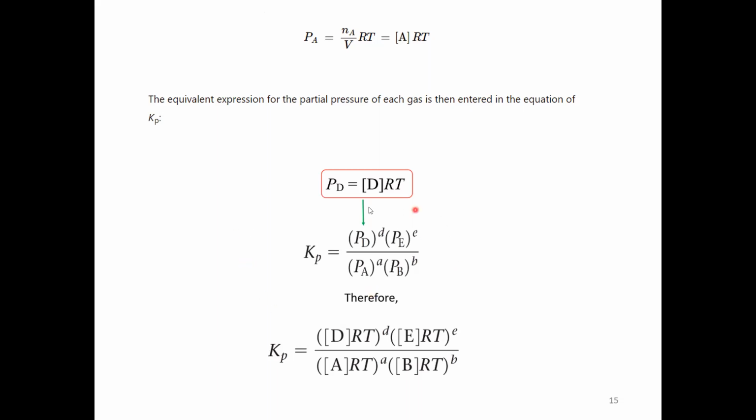So now if we look at our equilibrium expression in terms of the pressure, we can take the partial pressure, and we're just looking at D here, but we can do the same thing for E, A, and B, any of these substances. We can take this and substitute in for the partial pressure. So we can take the concentration times the gas constant times temperature, substitute it in for the partial pressure of all of these substances. And we get this very similar equation at the bottom here. And with it, we've got the concentration times RT for all of these substances, and of course raised to the coefficient.